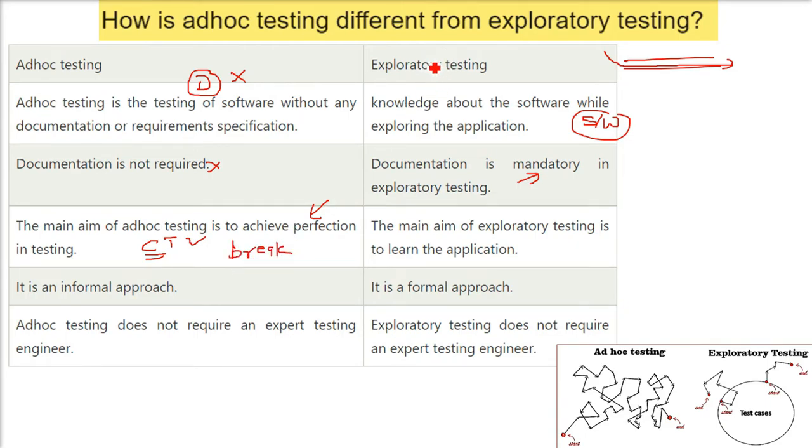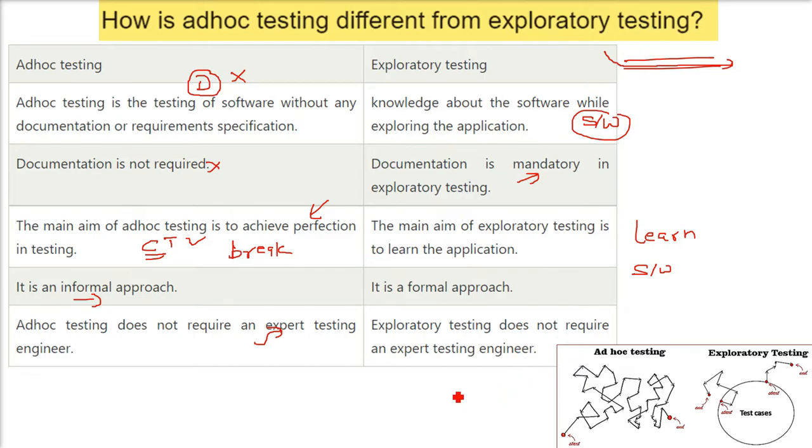In exploratory testing, the main idea is to learn and understand the application, to gain knowledge about what is happening by means of testing. Ad hoc testing is an informal approach, but exploratory testing is a totally formal approach, because we are learning stepwise through testing. Ad hoc testing does not require an expert testing engineer, as I said. Whatever you want to give, you give, because maybe some click or some combination of keys can break your software.